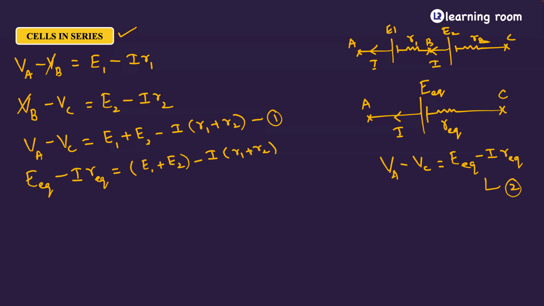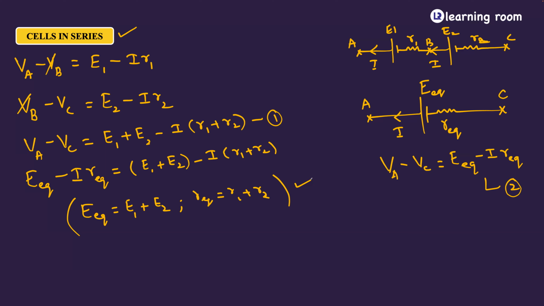Right. So what is E equivalent equal to? It will be E1 plus E2, and R equivalent will be equal to R1 plus R2. So it is obvious, irrespective of however the cells are connected, if you take the resistors and connect them in series, they get added up. That's what is happening here. Clear? So this is all about the cells in series.